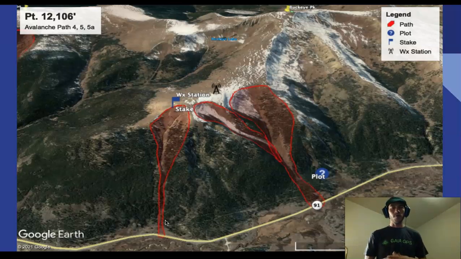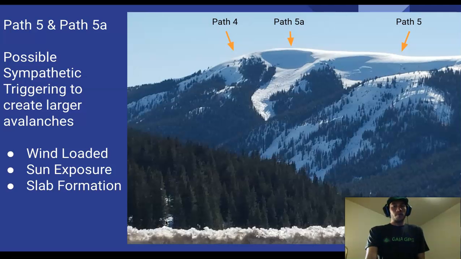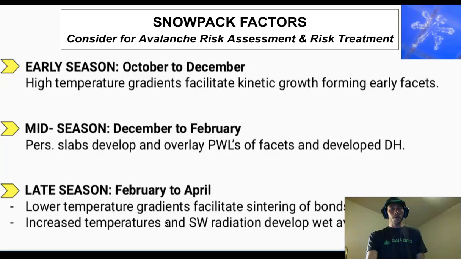And if we move over to point 12.106, you'll notice Path 4 is more easterly, southeasterly, and Path 5A and 5 start to turn more east and even generally into the northeast. So Path 5 and Path 5A, you can see they connect at a junction. So if Path 5A was the trigger, it could potentially sympathetically trigger and create larger avalanches out of Path 5. All these start zones do get wind loading, sun exposure, and slab formation. So some snowpack factors to consider for our risk assessment and risk treatment.